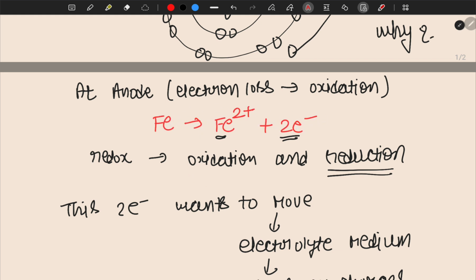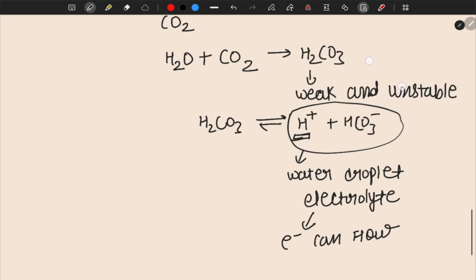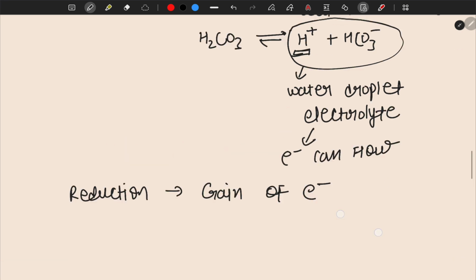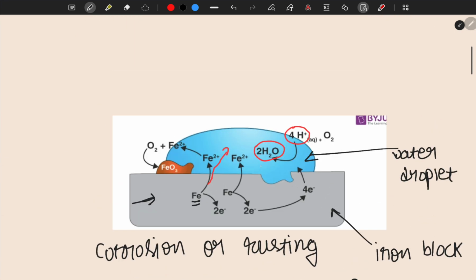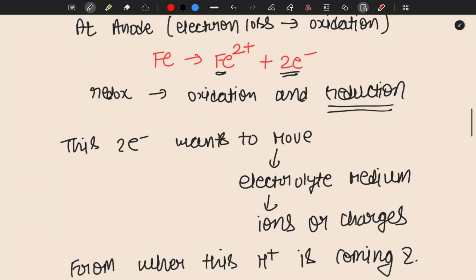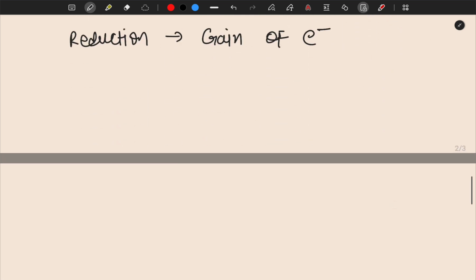we have figured out that this is our oxidation reaction, and now reduction has to happen. So reduction is what? Let's talk about reduction. Reduction is gain of electron. So here what are the things present? First we have this H2O, we have this H plus ion, we have this O2 which is in the atmosphere. So H2O will not react, but H plus combining with O2 will react in a reduction reaction.